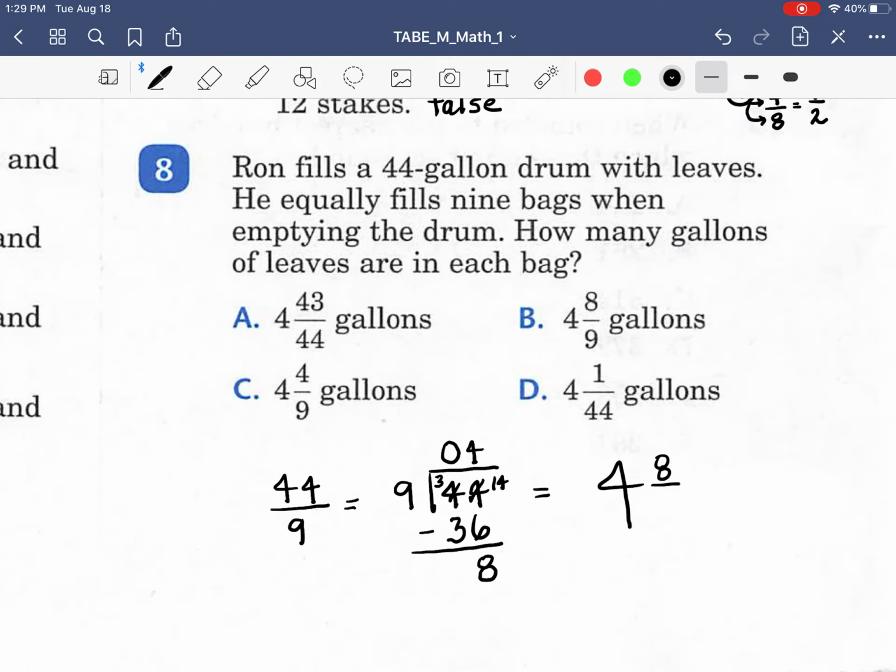So the mixed number is 4, remainder, divisor. Make sure you're getting that pattern. 4, remainder, divisor. So the answer to number 8 is B, 4 8/9.